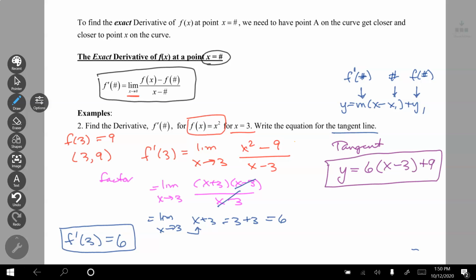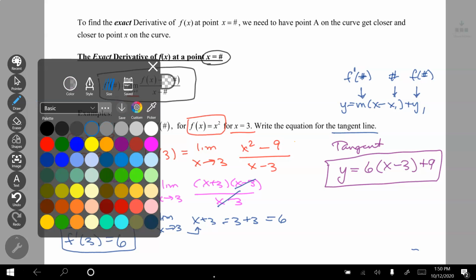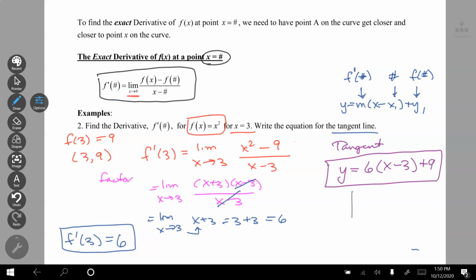What does this all mean? Well, if I would draw the graph of this, here is the graph of x squared, which you've seen before in your life. Right here is the point 3, 9.